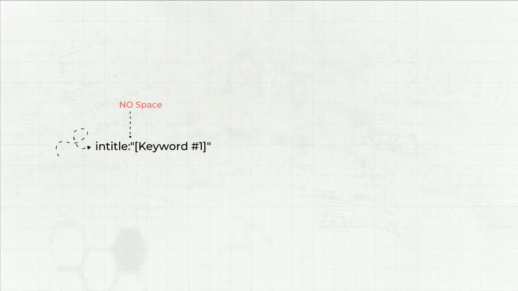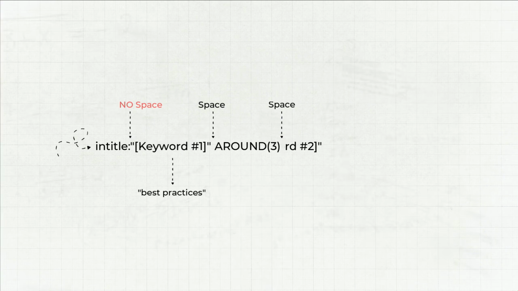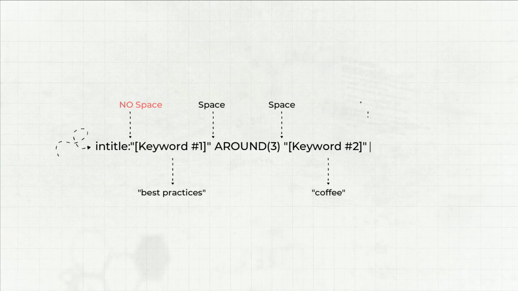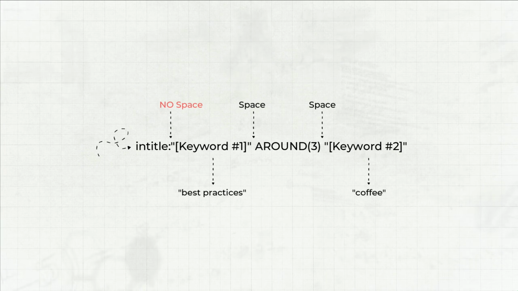You will have intitle:, as this will look for keywords in the SEO titles. You will have the first keyword, such as best practices, add the AROUND(3) or whatever number, and the second keyword, such as coffee, and add site: your competitor's URL. This will filter only the pages from your competitor's website. Of course, if you remove your competitor's site, Google will find all keywords that fit the criteria without filtering pages from a specific site. I'm sure this is pretty useful for any business that wants to spy on their competitors' topic clusters. Next, let's talk about this.